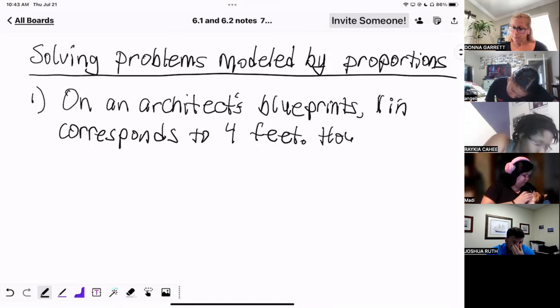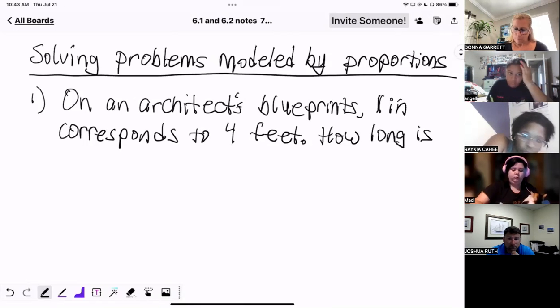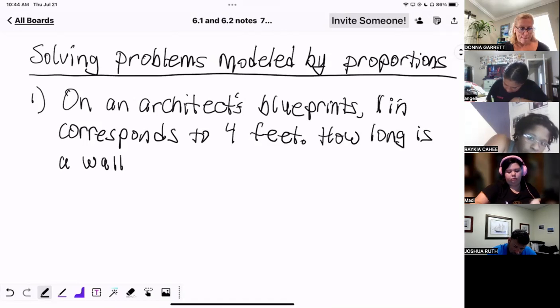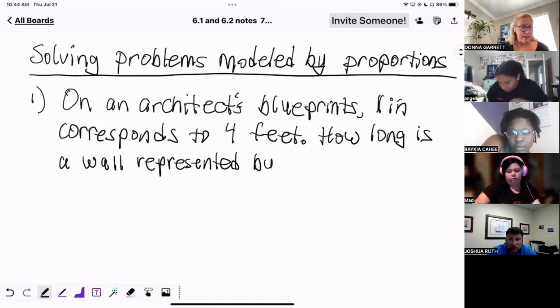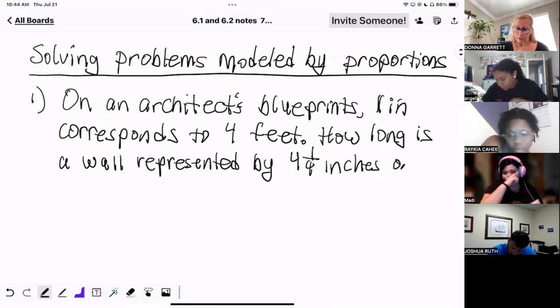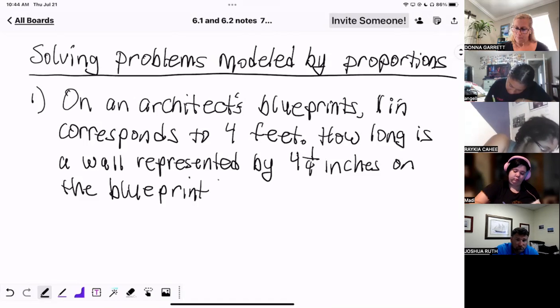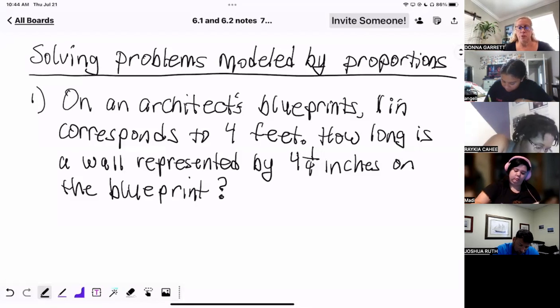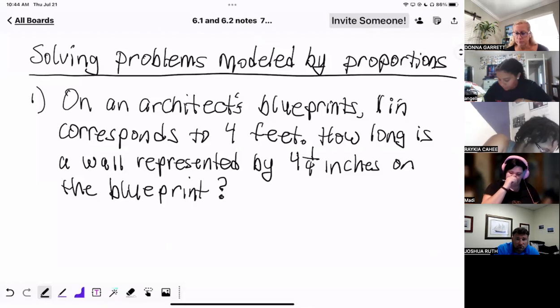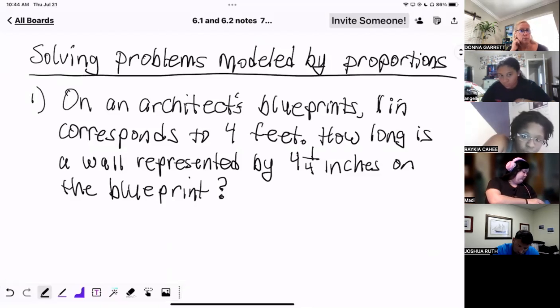How long is a wall represented by 4¼ inches on the blueprint? So you're thinking, oh, we have to do a conversion? Nope, no conversion. I'm going to show you how to do it. And this quarter was really bad. I probably should put 4.25. We'll do that in a second.